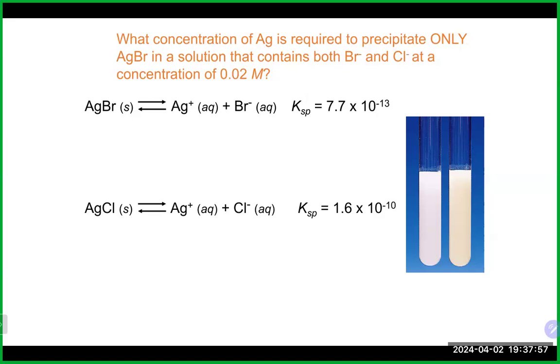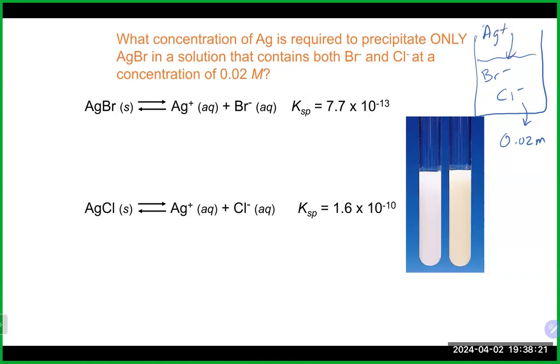So, for example, in this problem, we have a beaker, and in this beaker we have bromide ions floating around, and chloride ions floating around, and those are in a concentration of 0.02 molar. We want to precipitate these out by adding silver ions to it.